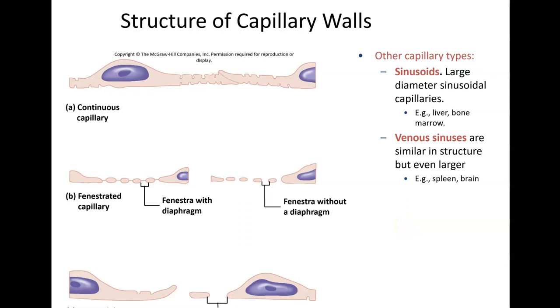So we have sinusoids that will have a large diameter and sinusoidal capillaries, which we will find in the liver and bone marrow. And then our venous sinuses are going to be similar in structure but even larger. So we'll find these in the spleen, and we will give specific names to the venous sinuses in the brain in our AMP2 course.